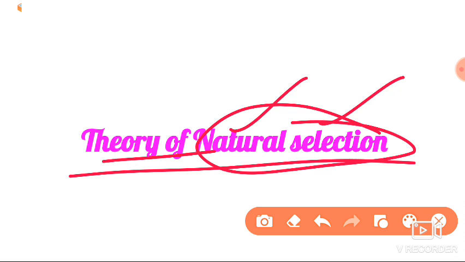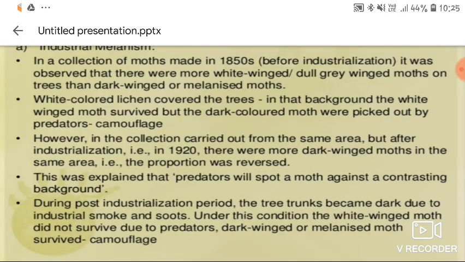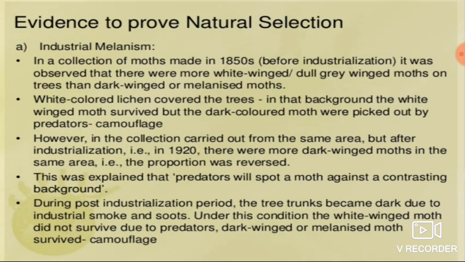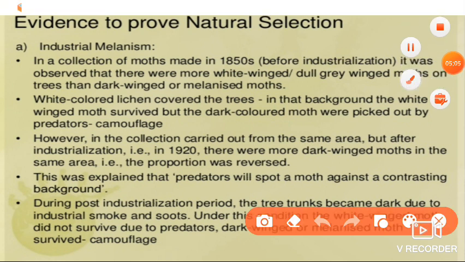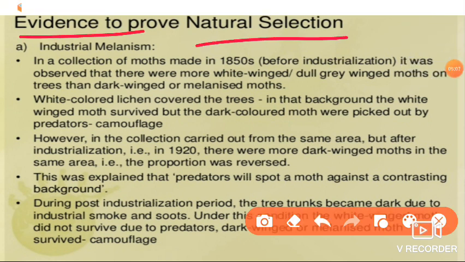And in this, they gave industrial melanism. This theory of natural selection was given by Darwin based on his inventions and everything. He gave the theory of natural selection, and so many proofs are given in your NCERT for natural selection. The first one is industrial melanism, evidence for natural selection.